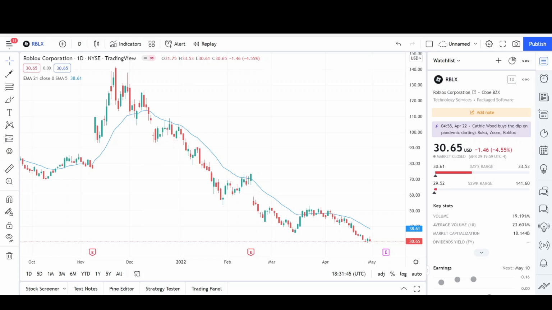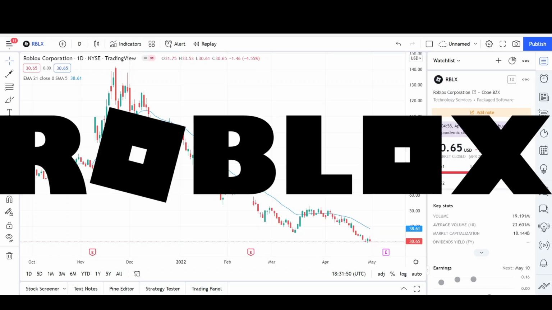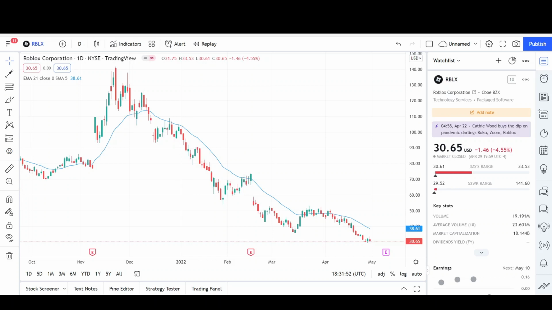What's up traders, this is Vee Trades and today I'll be doing a technical analysis breakdown for Roblox Corporation with the ticker symbol RBLX.